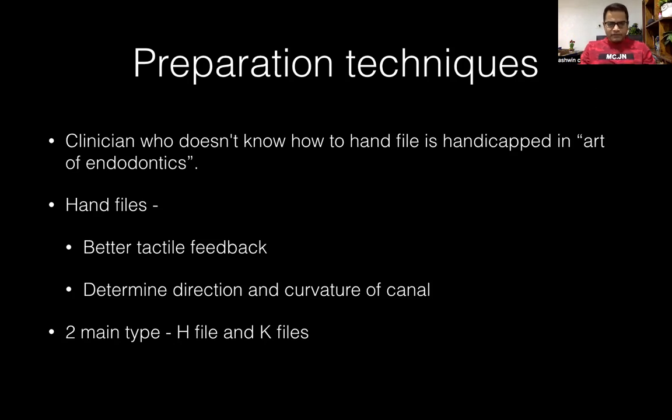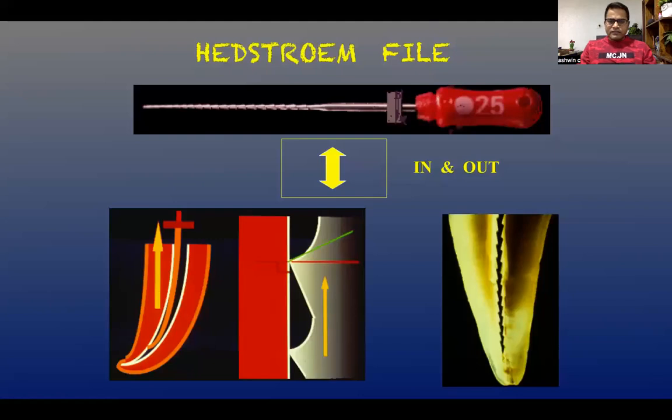So there are two main types of files, H files and K files. The H file is a very basic file. It is used in a bigger canal where your rotary file seems to be short in terms of width. For example, if a central incisor has a big canal like this, your file may just be going like this. It's not even touching the walls. So how will you prepare these walls? These walls are prepared by the H file by circumferential movement.